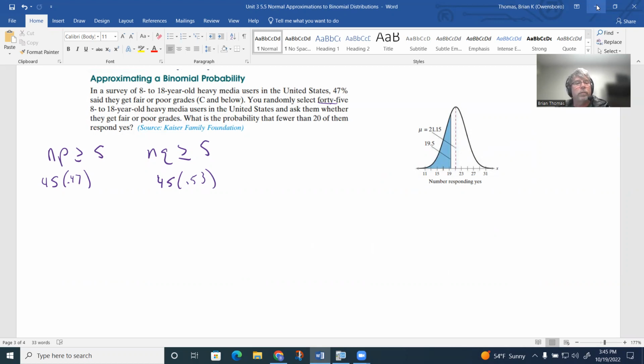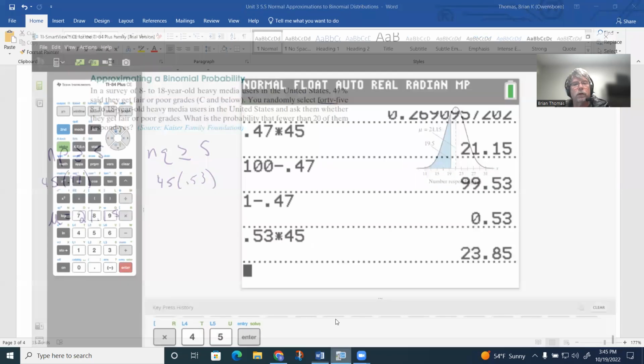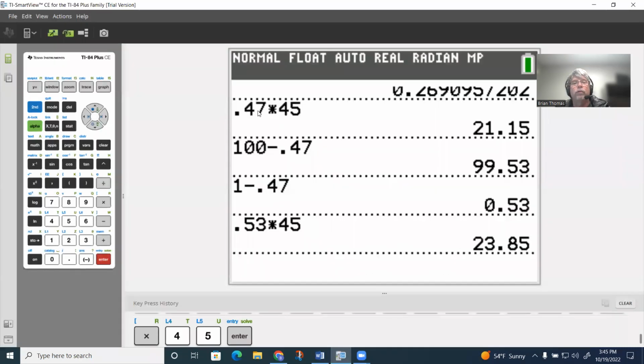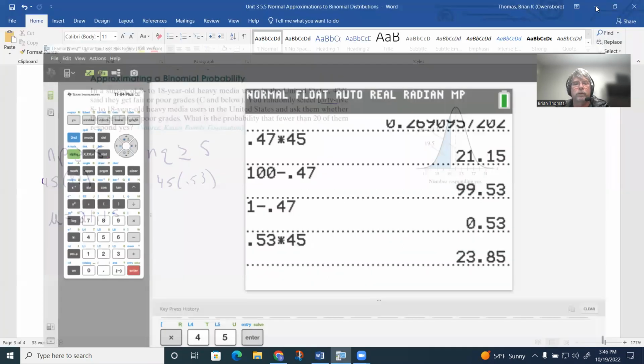we have to know the mean as well. The mean, they actually did that for us in the graph. It's 21.15. It was n times p that was the mean, which we got as 21.15 on the calculator. 0.47 times 45 was 21.15. So that's been done for us.